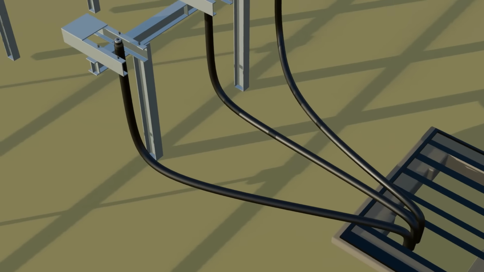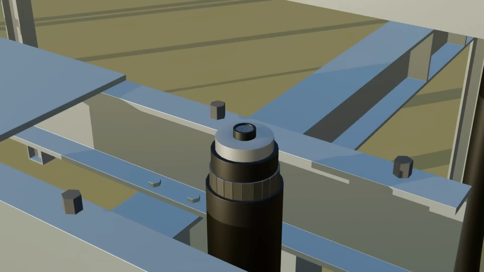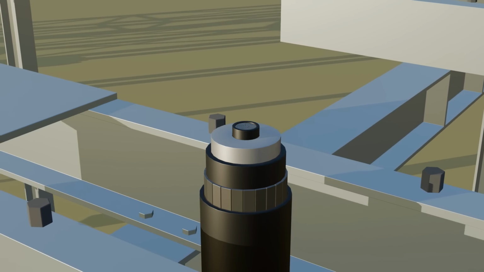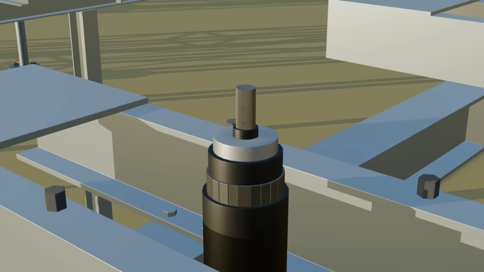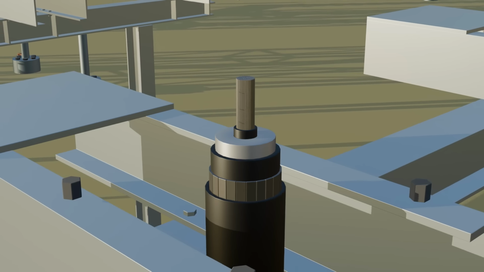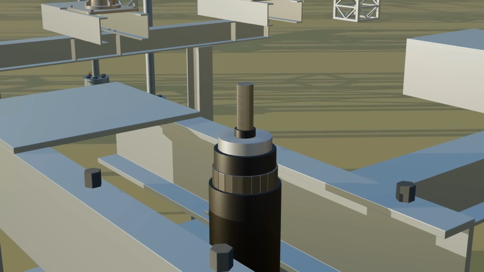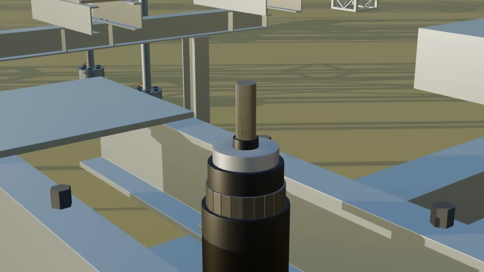Now let's see what happens when the same line enters through a cable. Inside the cable, the conductor is insulated within a sealed structure. But as soon as it reaches the switchyard, the conductor enters the open environment. At this point, the insulation medium changes, and this creates the main challenge in cable termination.